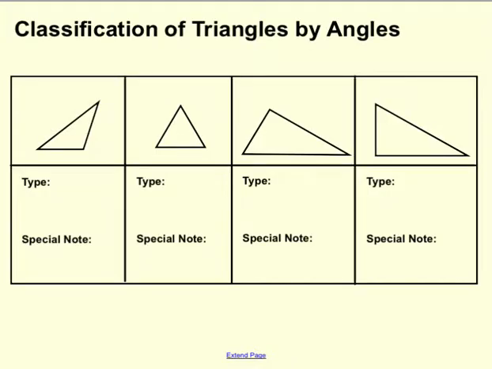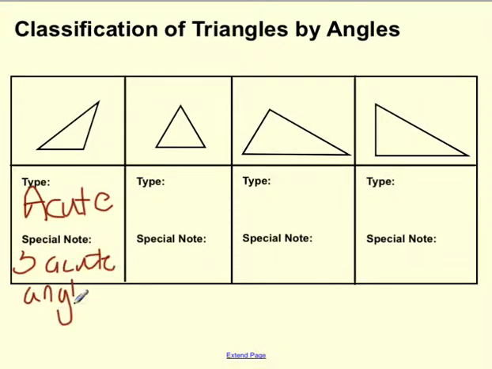This type of triangle is acute. I like to look at it as an acute angle. In an acute triangle, all of the angles are small. They're cute. So in an acute triangle, we have 3 acute angles. Every angle in the triangle is less than 90 degrees. Maybe write that down: every single angle is less than 90 degrees.